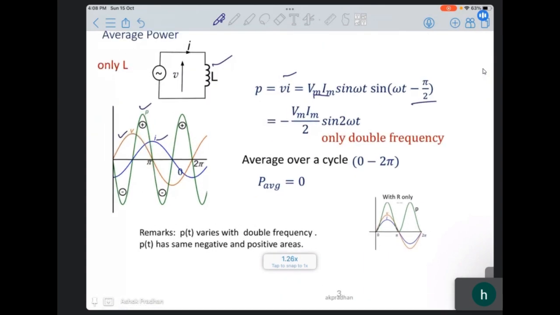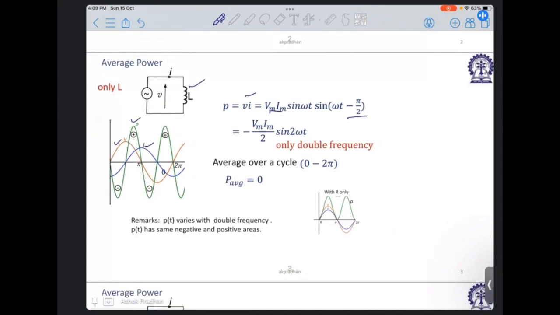What we see here is that this product gives, from the general derivation, minus Vm Im by 2 sin 2 omega t. Unlike in the case of resistance, with a DC part and a double frequency part, here only the double frequency part is there. So the average over 2 pi will definitely be 0. The green one, which is our context here, has a negative, then a positive, then a negative, then a positive, within 2 pi, that is one cycle. One positive, one negative, one positive, one negative. So that's the double frequency.